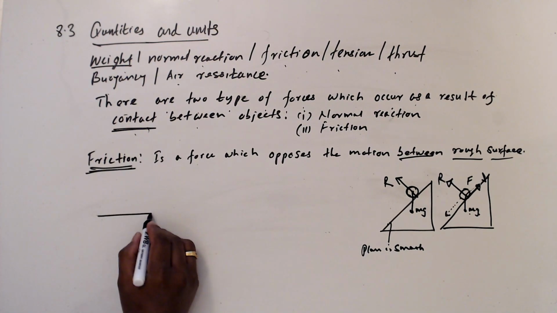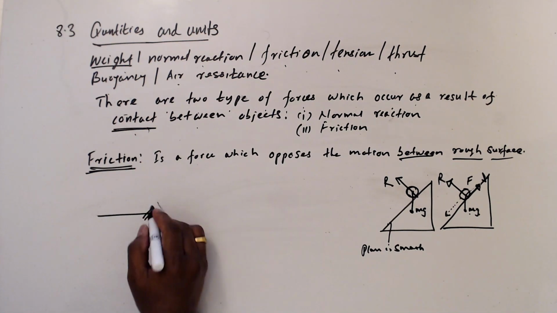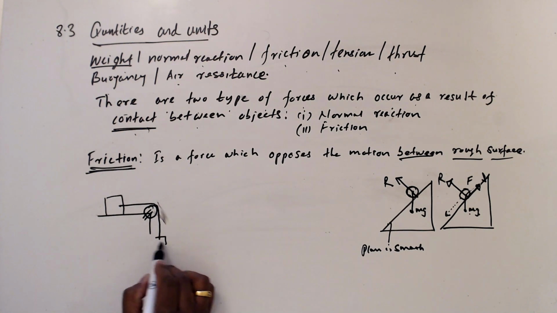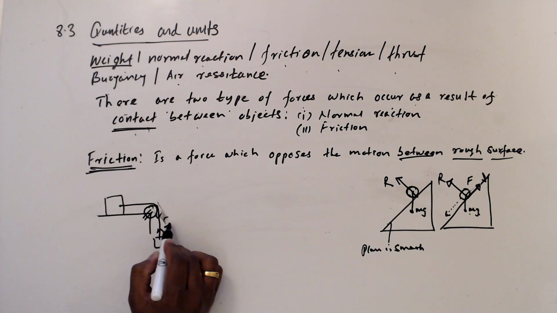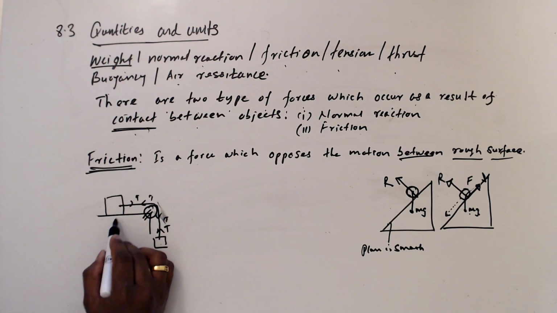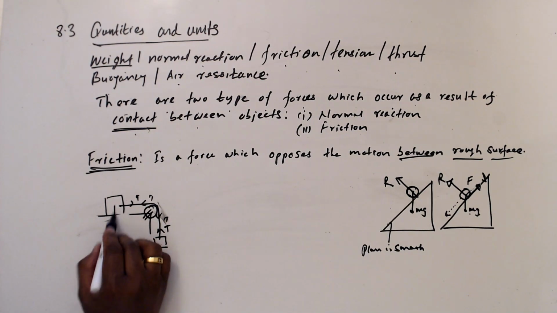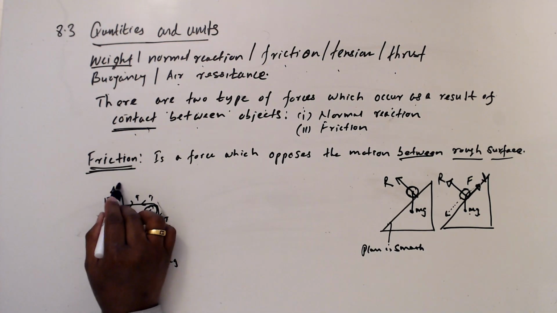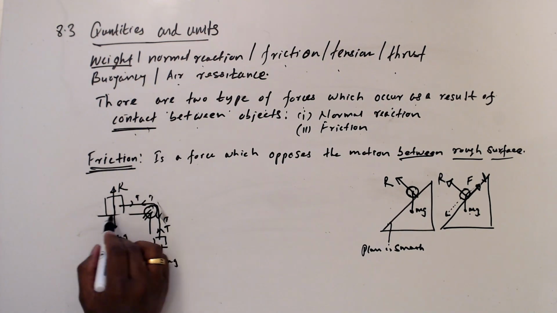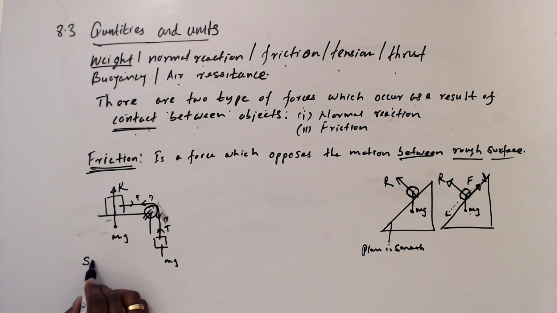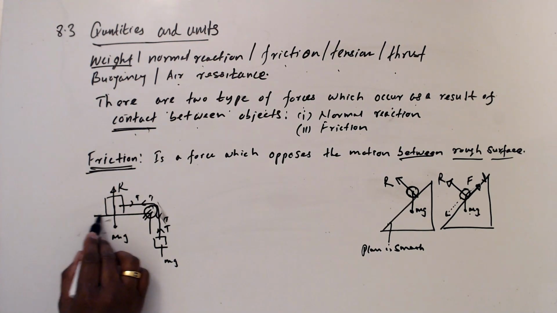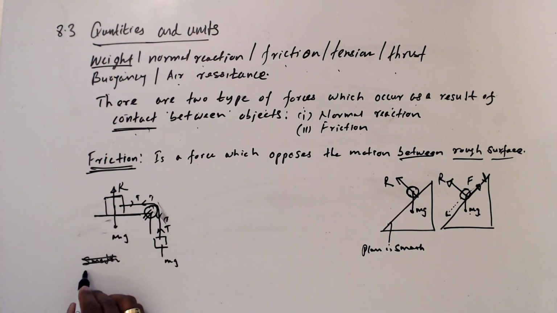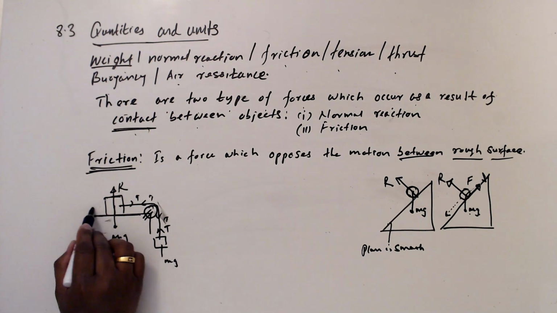Sometimes you can see this is a table, and this is a pulley, and a mass is here, and another one is hanging like this. There is tension there. Then we know the weight is here mg, here also mg, and the normal force is R. If the plane is smooth, then there is no friction here. But if the plane is rough, then there is friction here.